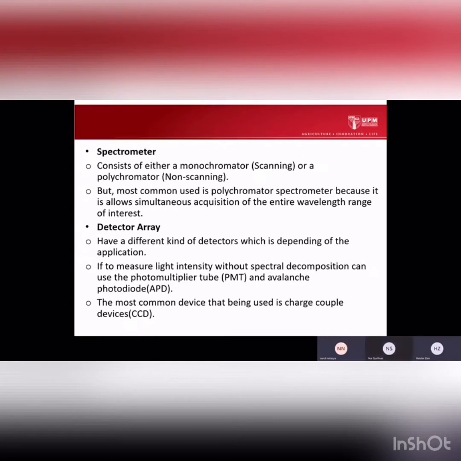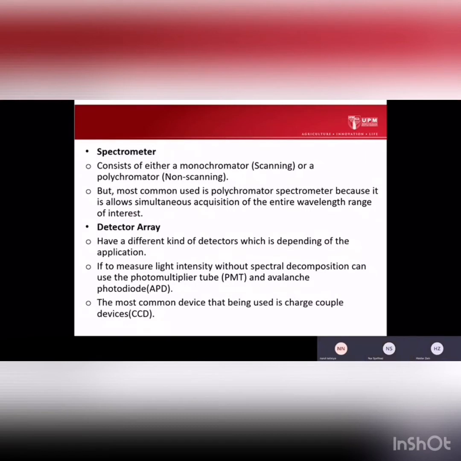So next, the spectrometer. The spectrometer consists of either a monochromator, which is scanning, or a polychromator, which is non-scanning. But the most common one used in our instrumental structure is the polychromator spectrometer, because it allows simultaneous acquisition of the entire wavelength range of interest. My group members are going to present more about the spectrometer and how it works.